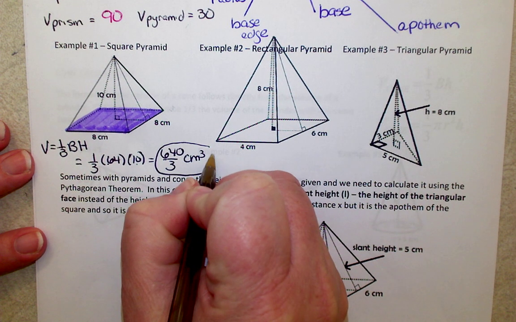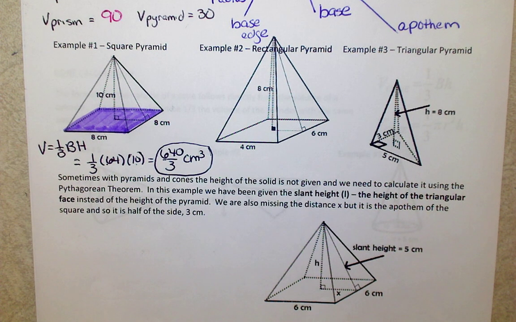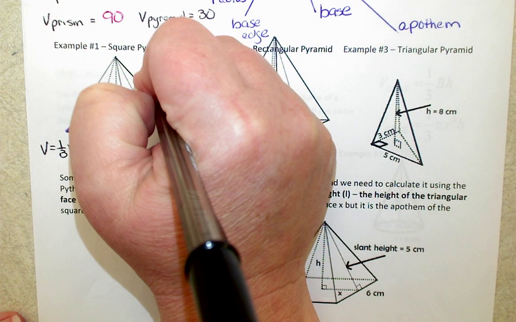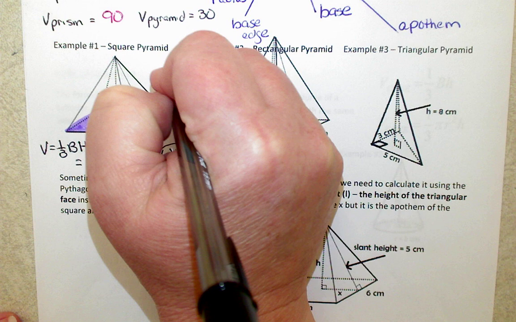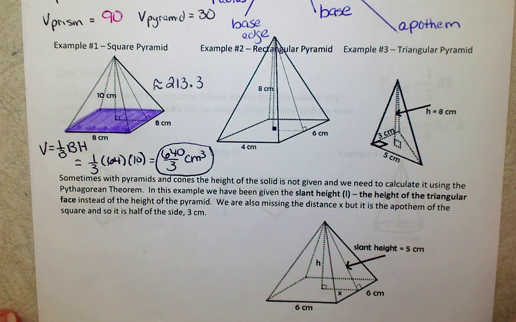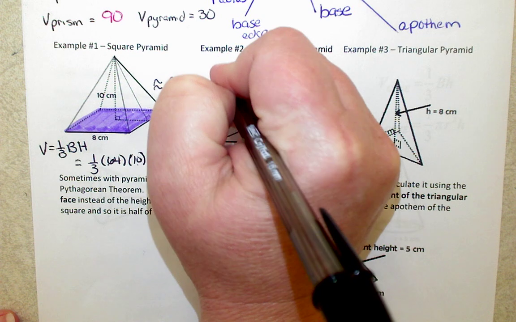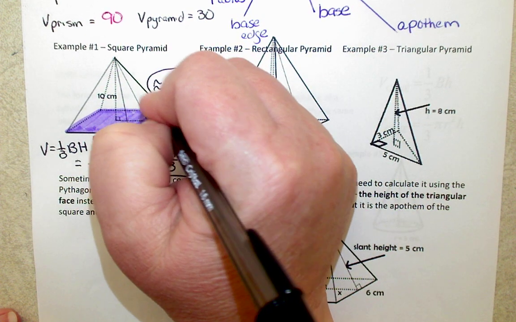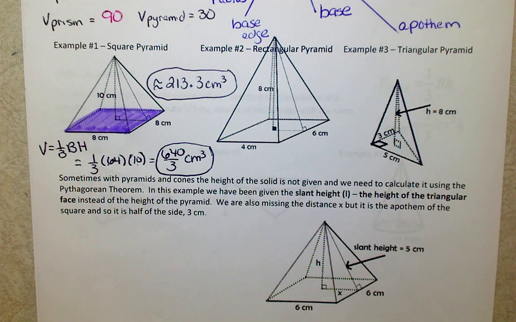Now, this is the exact value for the answer. We didn't change it to a decimal. But if they did ask you to change it to a decimal, let's say rounding it to the nearest tenth or 1 decimal place, we would get 213.3 centimeters cubed. Sometimes they'll ask you to write it as an exact value. Sometimes they want you to write it as a decimal.